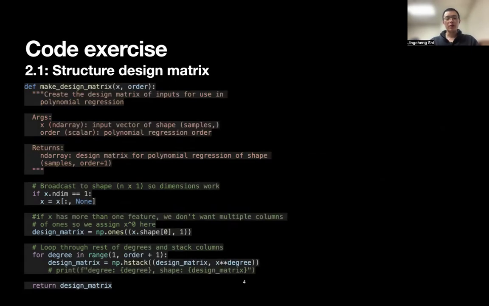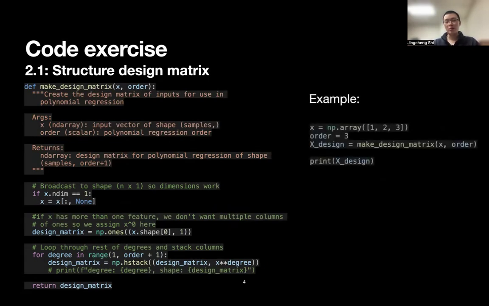Here's the code. Basically, this function takes two inputs: the input vector x and the order we want. Let's say we want to perform polynomial regression with order 2. I will give an example input: say x equals 1, 2, 3, which is a vector, and the order is 3, so we go up to a third-order polynomial relationship between x and y. Let's go over the code to see what we get. First, since our x vector has one dimension, we add a new dimension to make it a matrix, because we want to get a design matrix from a vector.